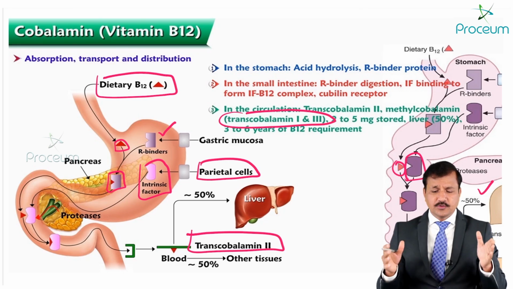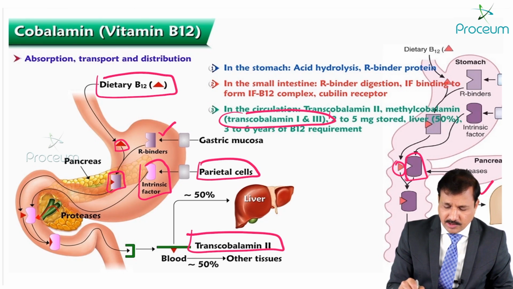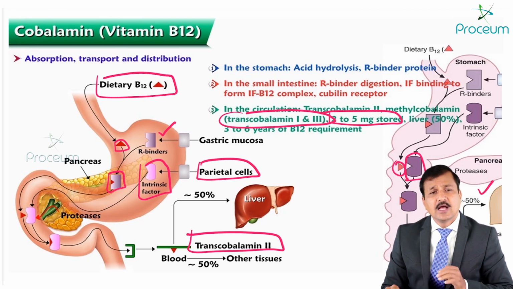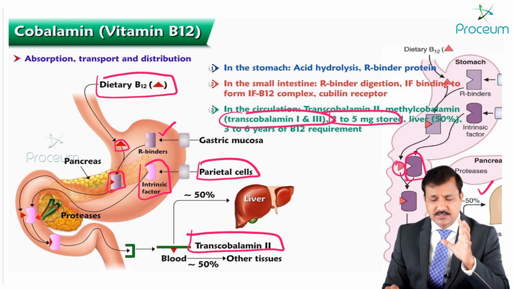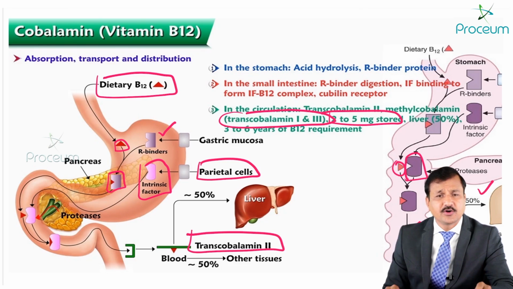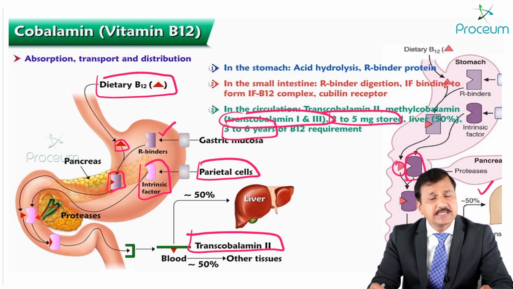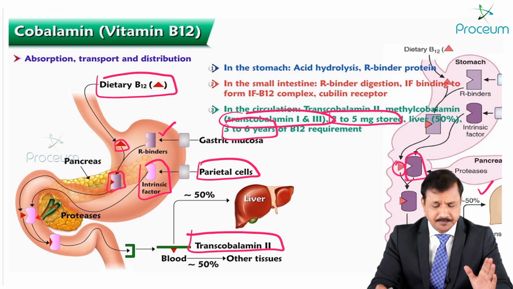So, there are 2 to 5 milligrams of total cobalamin present in our body, out of which 50% is in the liver, and this 2 to 5 milligrams is sufficient to maintain the cobalamin needs of our body for 3 to 6 years. What that means is that it takes 3 to 6 years for a person to go into cobalamin deficiency.